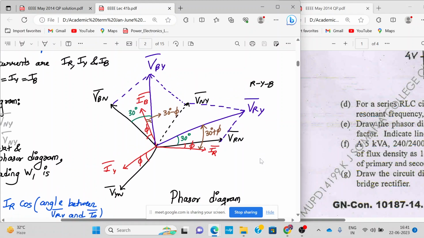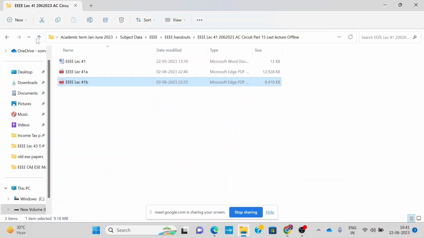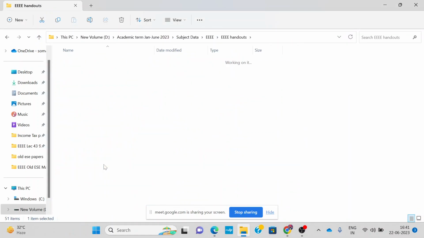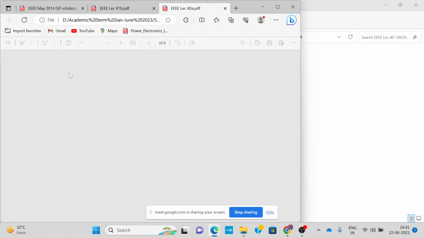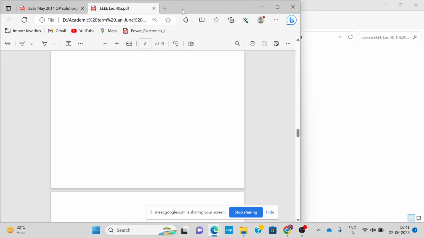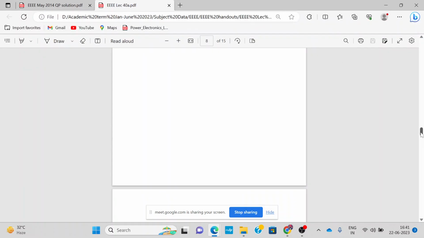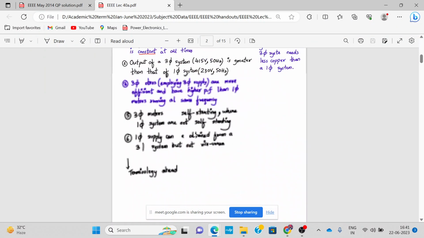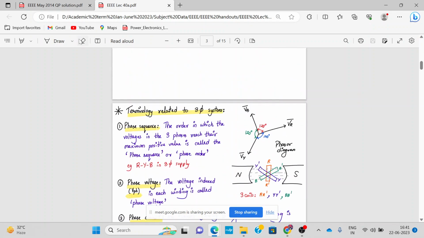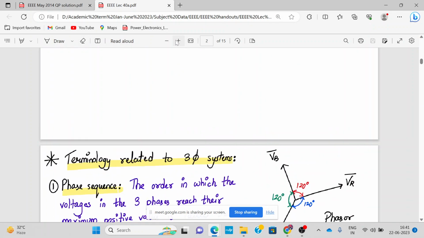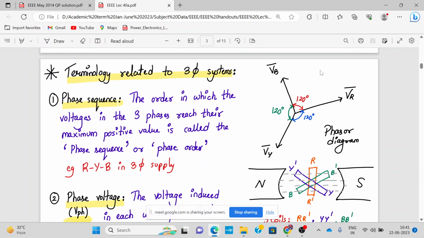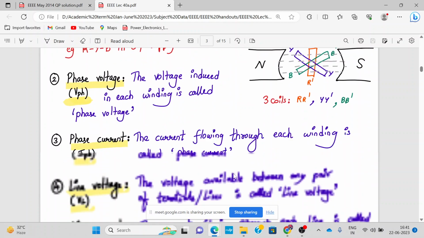If they ask you to draw the phasor diagram of the star-connected load using the two wattmeter method, then this is the one. Let me show you lecture number 40. Probably here I might have covered it. Yeah, this is the starting point. In brief, in a three-phase system there are three phases R, Y, and B. Each of them differs from the others by a 120-degree phase shift.